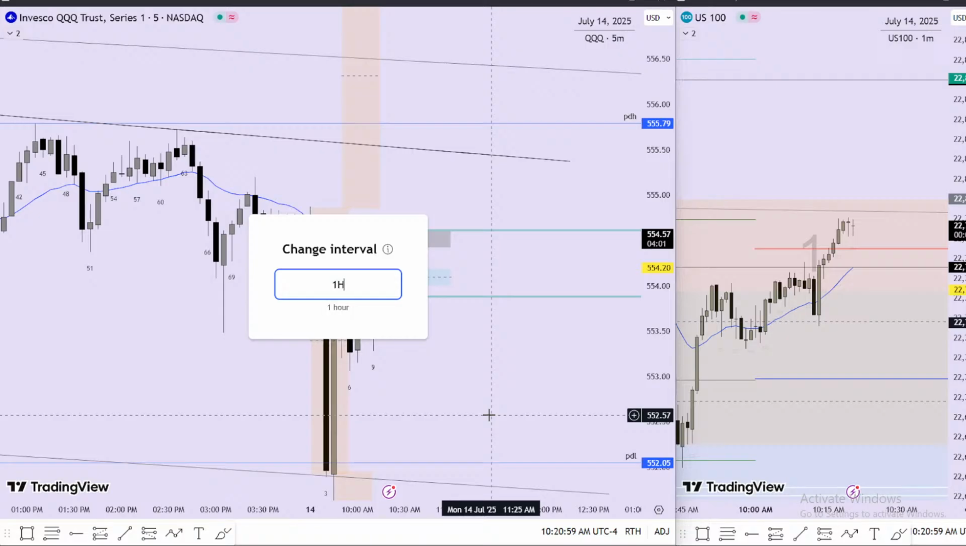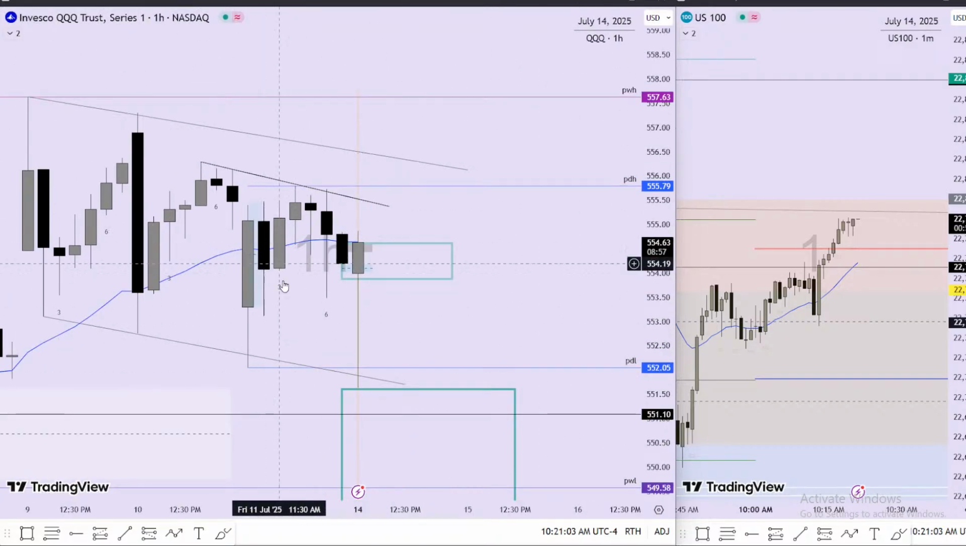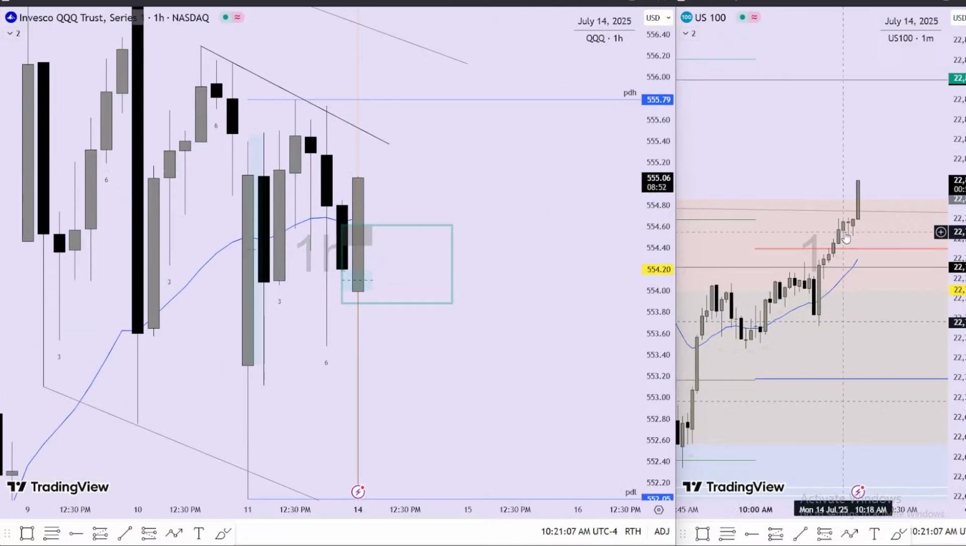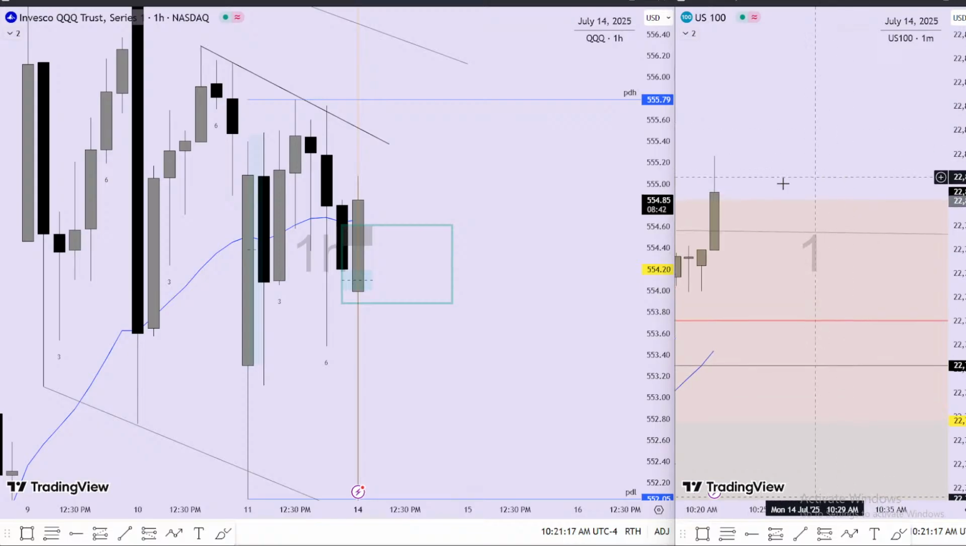Let's see how the first hour will close on the regular trading hours. First hour, if we, oh, nice. That's nice. I need a closing above. Closing above would be really nice. A closing above would also give a closing above the 20 period moving average.